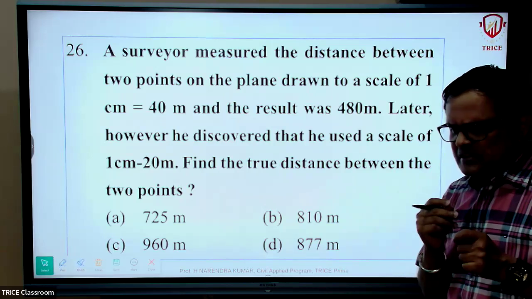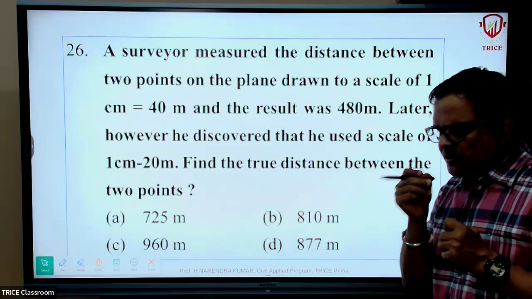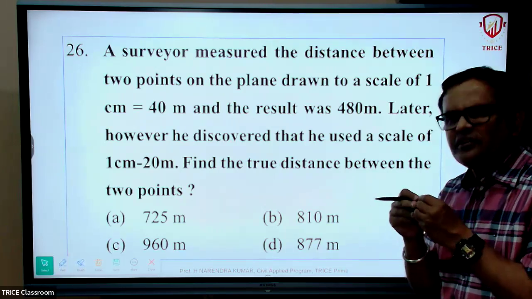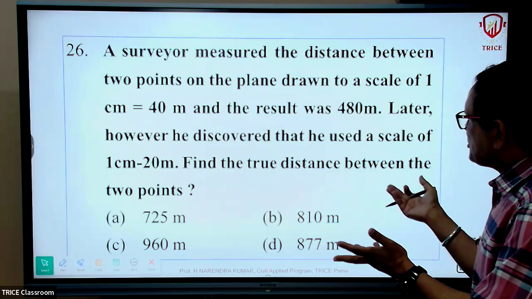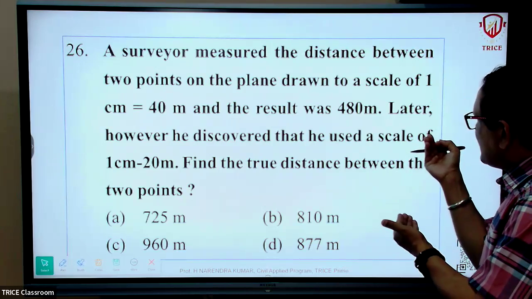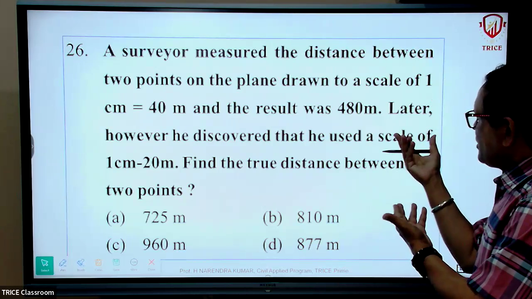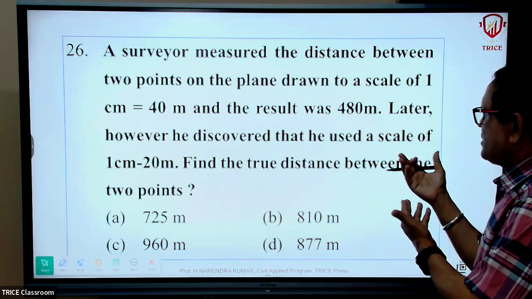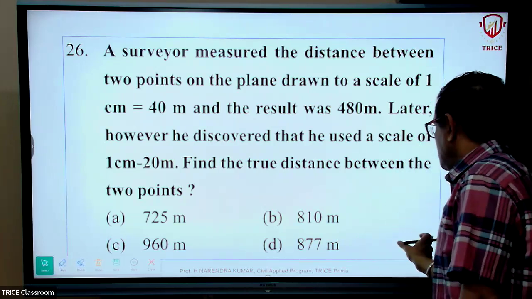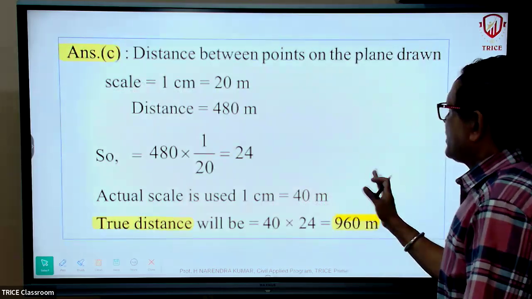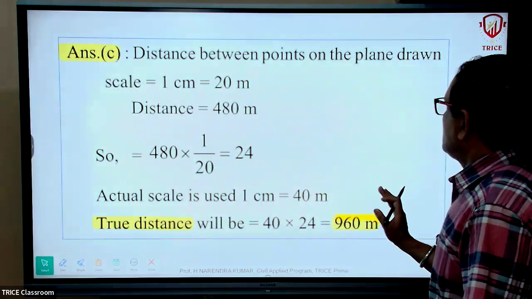Okay, some problems based on your general knowledge, you can straight away give the answer without even solving the problem. Looks to be a difficult problem, but when you look at the scale, it is being doubled, right? 1:20 and 1:40. Then it should be 960 instead of 480. But I need to work out, I need to show, right?